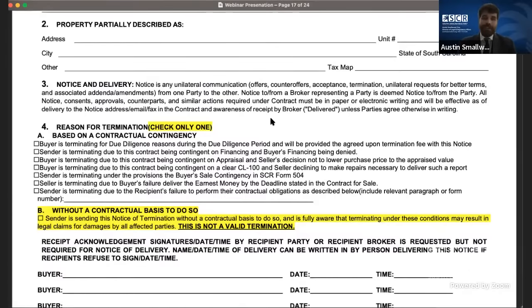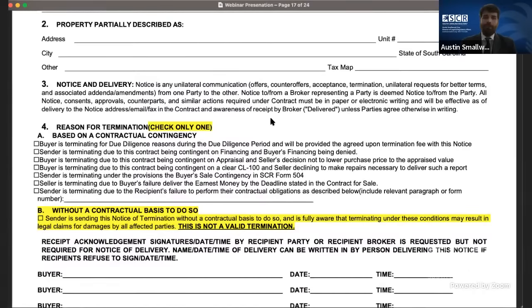Wanted to make that nice and scary and ominous for parties so they really know that they can't just haphazardly walk out of a contract. It's a binding agreement by both parties. If you don't have the contractual basis to do so, you need to be speaking with your attorney, and as their agent, you want to advise them in writing to have done that. So those are the changes that are being made to Form 313.